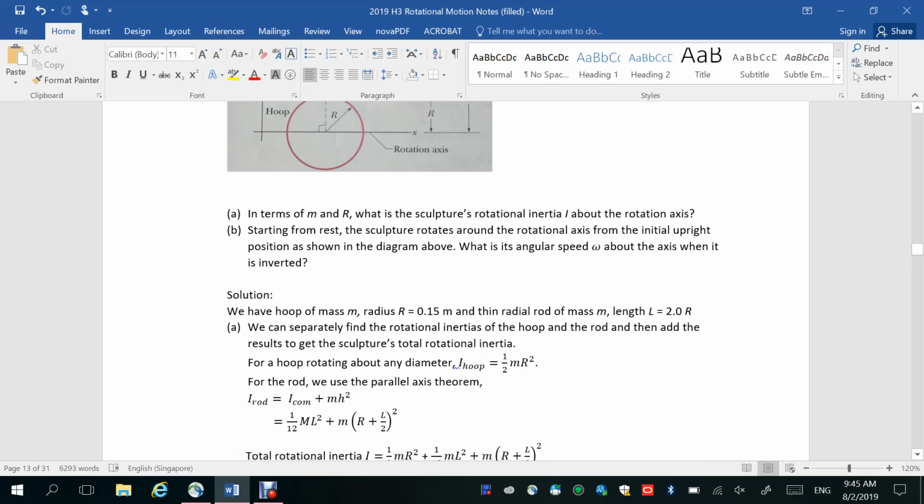Firstly, it will be good practice to list out what we have. We have the mass of the hook, radius of the hook, the rod mass, as well as the length. So like what I said, we will separately find the rotational inertias of the hook and the rod, and then add them together. Recall for the hook, the rotational inertia will be half mr squared about any diameter. So this rotational axis is about one diameter of the hook. Then for the rod, we will have to use the parallel axis theorem because the axis of rotation is not passing through the center of the rod.